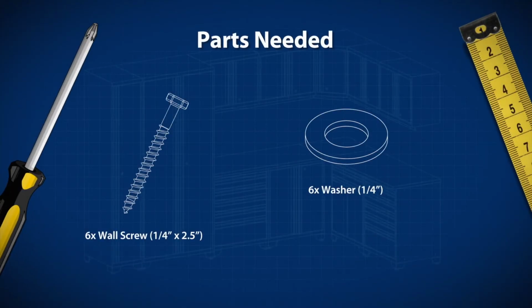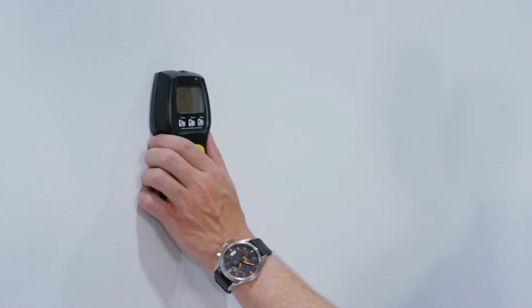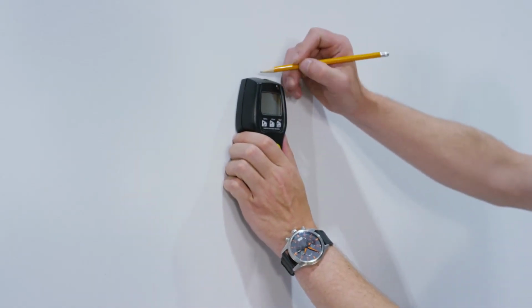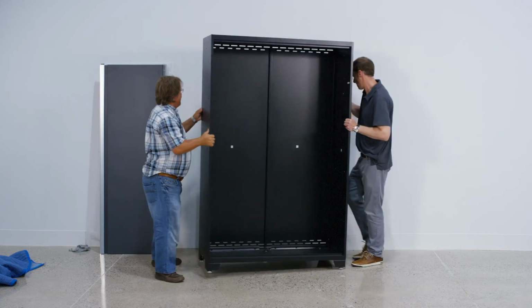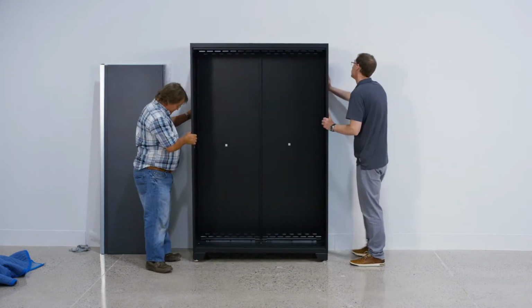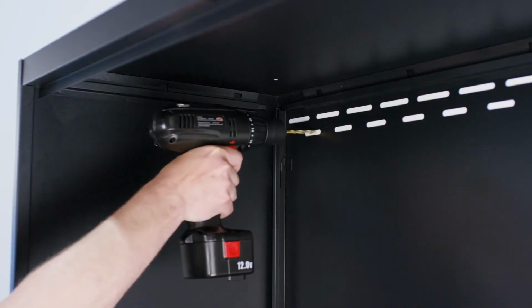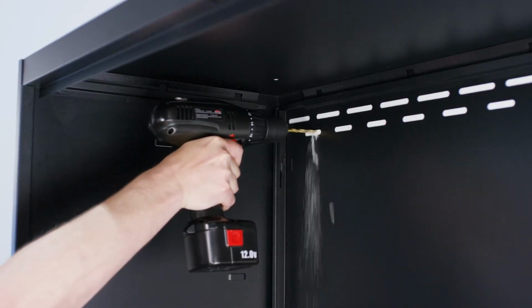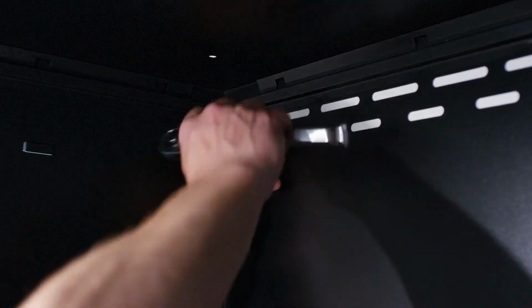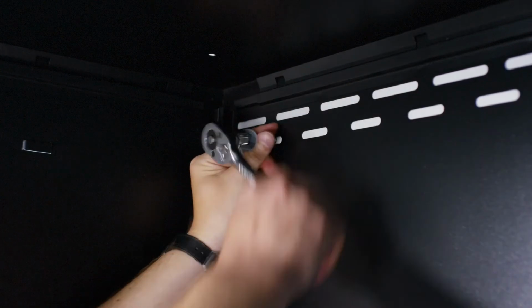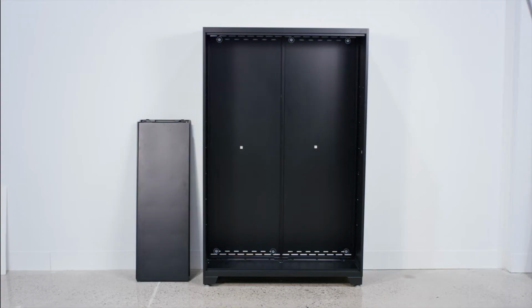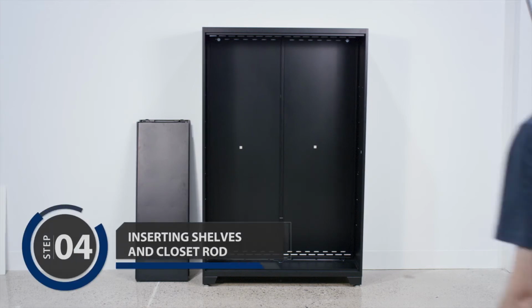To secure or mount the locker to a wall, first, gather the tools you'll need for mounting the locker. Use a stud finder and pencil to find and mark the studs on your wall. Place the locker tight against the wall and align the stud marks with the perforated holes in the back panel of the locker. Drill pilot holes through the perforated holes and into the studs. Using a socket wrench, screw four lag bolts with washers through the pilot holes and into the studs.